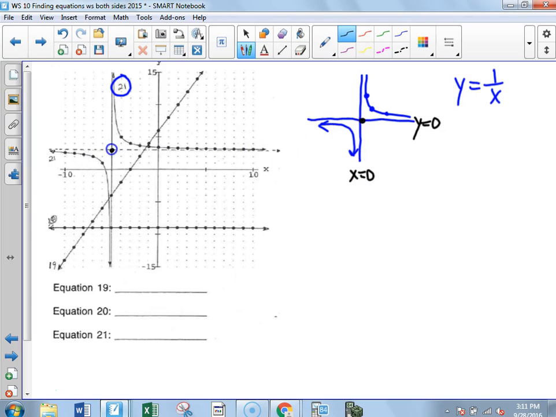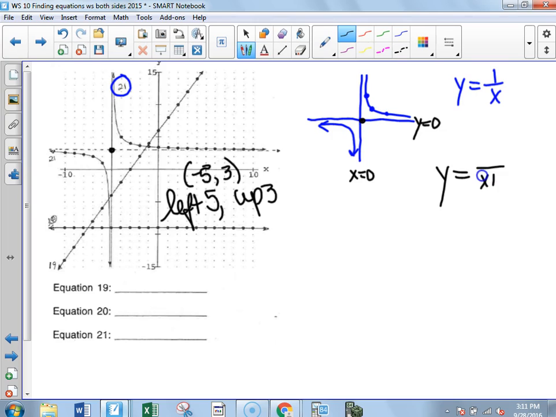Where are these intersecting on this picture? Left 5 and up 3? Or -5, 3? Okay. We got to figure out how to put that in here, though. Anybody know? That would be -h, right? Where's the k going to go? Yes. So it goes just on the back here, which is +3.